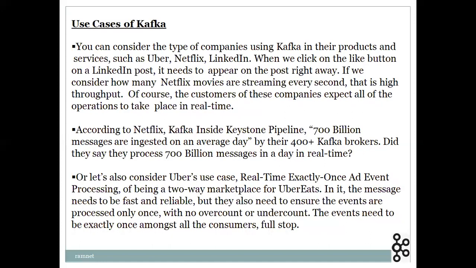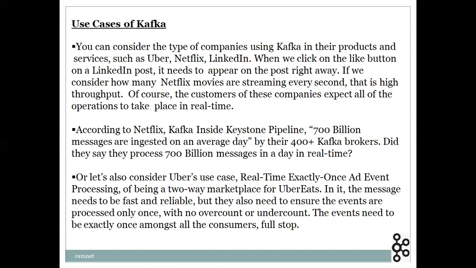Use cases of Kafka. You can consider the type of companies using Kafka in their products and services, such as Uber, Netflix, LinkedIn. When we click the like button on a LinkedIn post, it needs to appear on the post right away. If you consider how many Netflix movies are streaming every second, that is high throughput. Of course, the customers of these companies expect all operations to take place in real time. It can be applicable to Facebook and Twitter also. You can even take WhatsApp, where messages should appear to the people you are friends with. So everything is related.